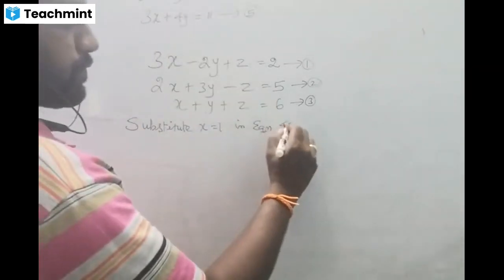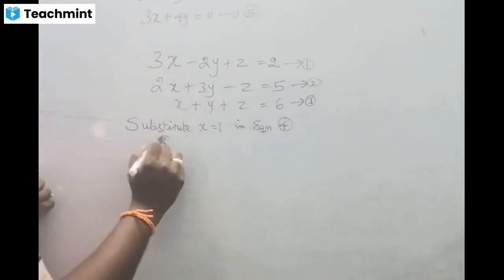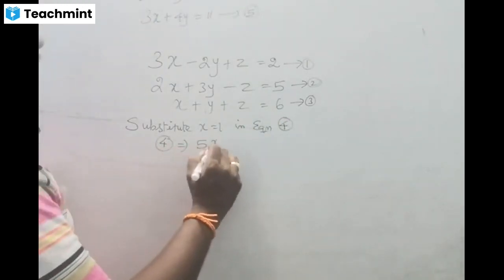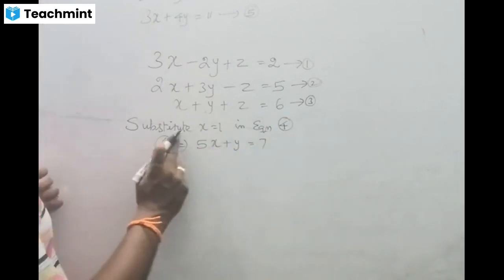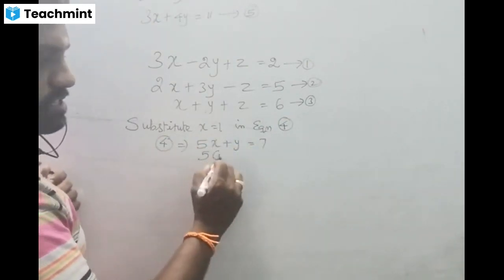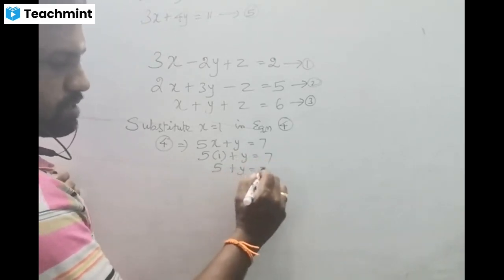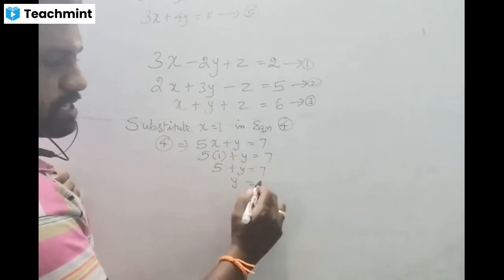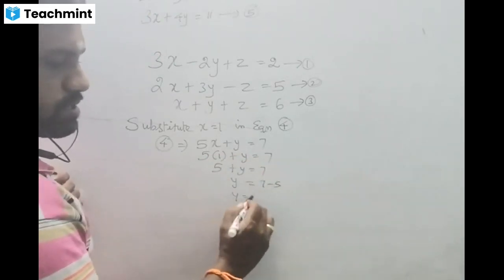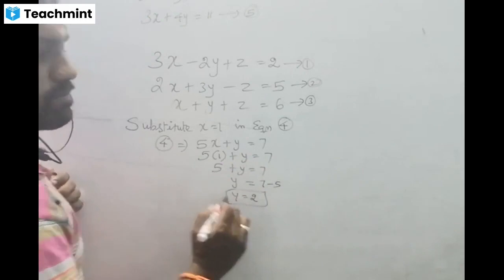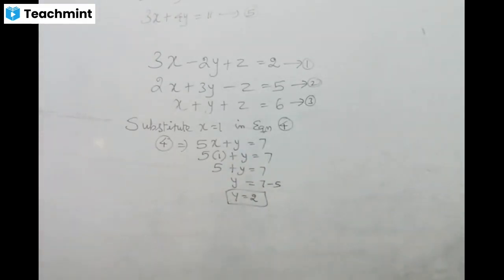So in equation 4, what is the fourth equation? 5x plus y equal to 7. Substitute x equal to 1. Instead of x, we put 1. Then 5 ones are 5, plus y equal to 7. Then y equal to 7 minus 5, so y equal to 2.